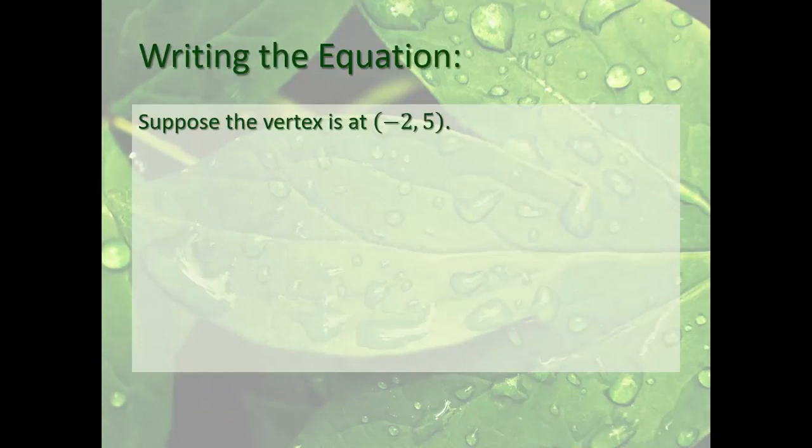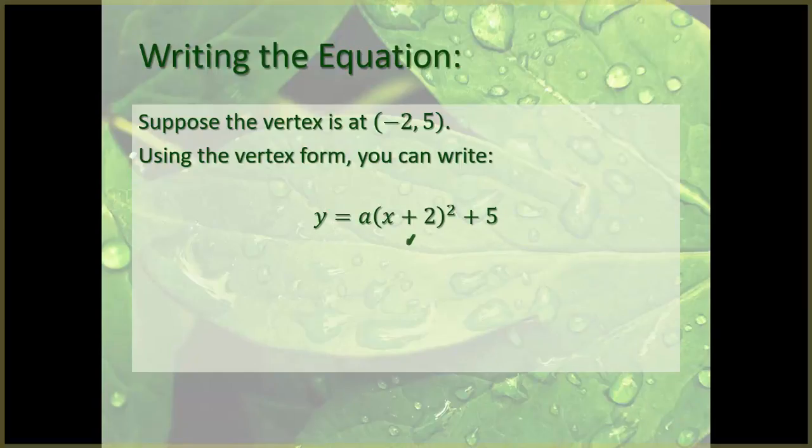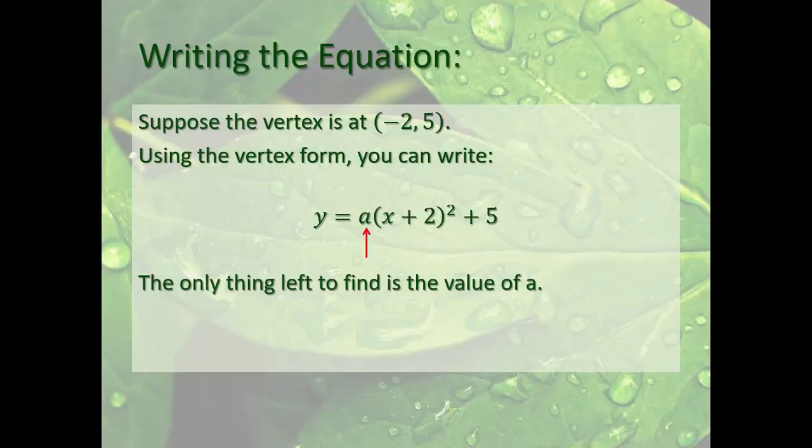Okay, so suppose the vertex is at negative 2, 5. We plug that into our vertex formula, and we have almost the whole equation. Since the x is negative 2, that makes this plus 2. The k is positive 5. So really the only thing we need to do is find out what that a is. Well, in order to find that, we're going to need to know more about the graph. Perhaps 1 point would be all we need to know.